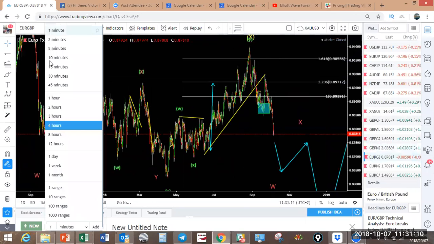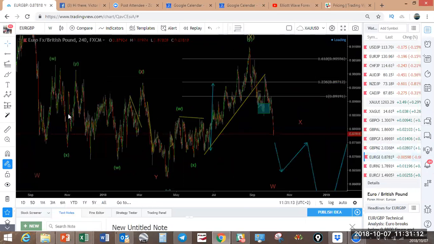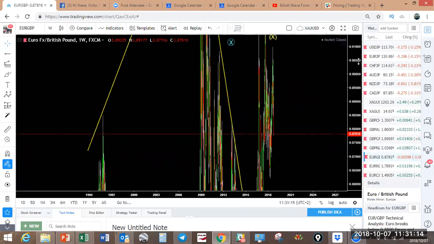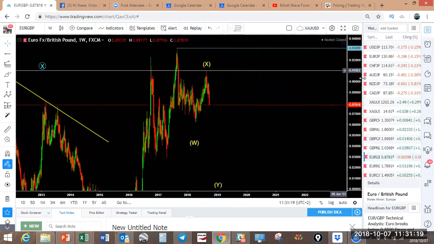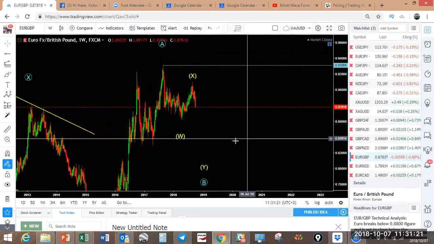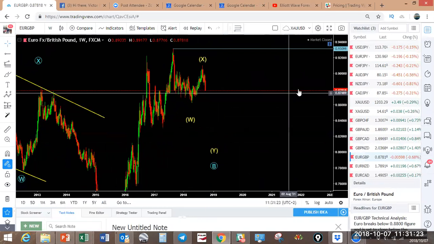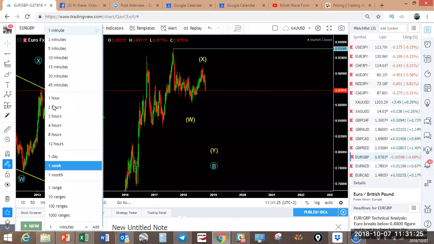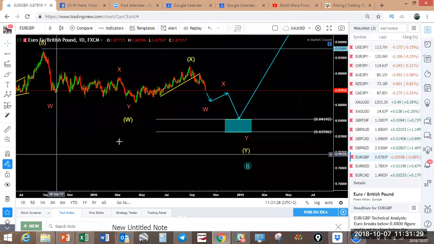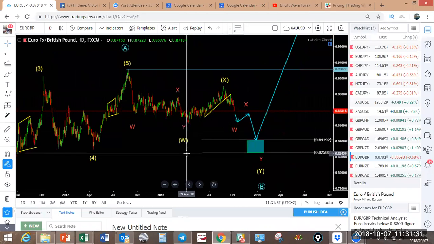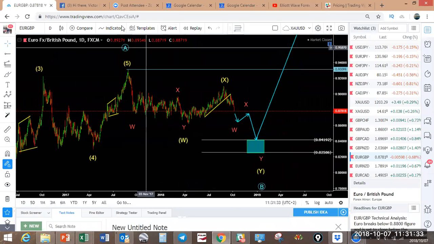Let's go to the daily. Clear structures as well. Not 1 week. I need to get the daily. Right. So you can see euro pound is doing the opposite of what the pound pairs are doing. Okay, this one is getting one more down before the big up.